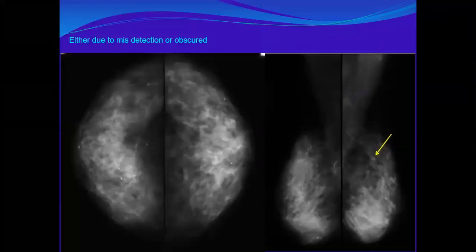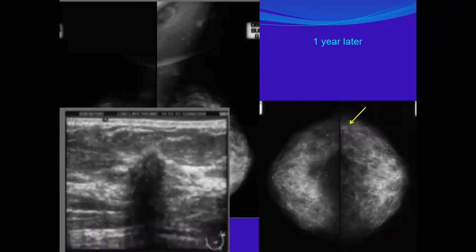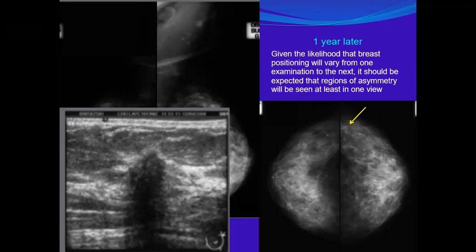Even in this CC view and here, the retromammary fat is better visualized, better depicted. So the difference in positioning and the exposure of the breast, the inclusion of breast tissue, differs from one technique to another. That results in some change in positioning, but the finding was there. It is present since it is seen in at least one view. So we have to go further, and the ultrasound demonstrated a suspicious mass proven to be malignancy.